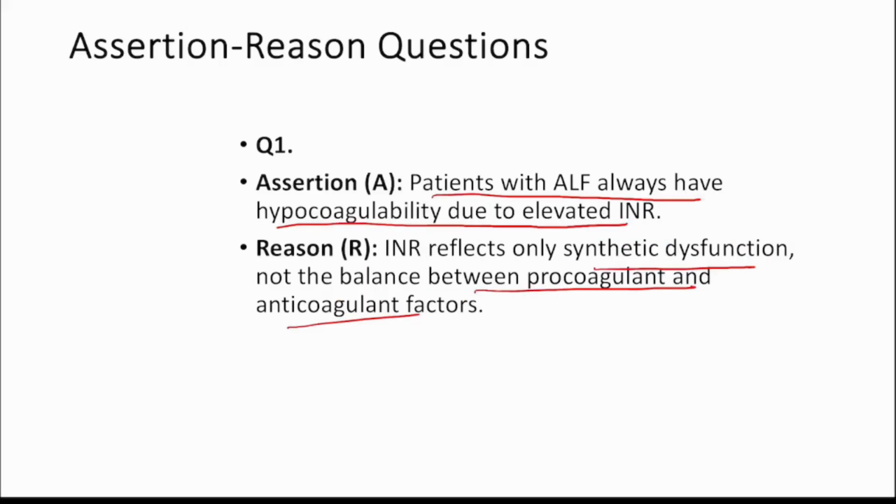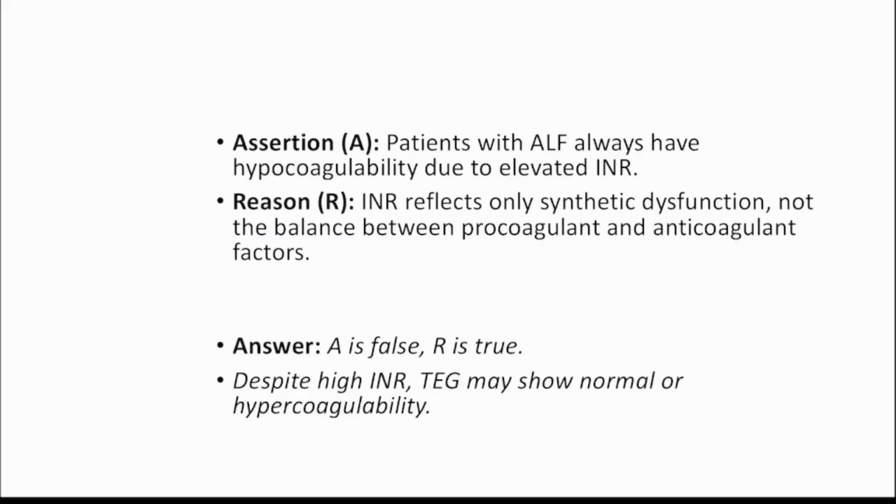So now we go to assertion reason type of questions. Question number 1. Assertion: Patients with acute liver failure always have hypocoagulability due to elevated INR. Reason: INR reflects synthetic dysfunction, not the balance between procoagulant and anticoagulant factors. This reason is correct. INR reflects only synthetic dysfunction. So what is the correct answer?